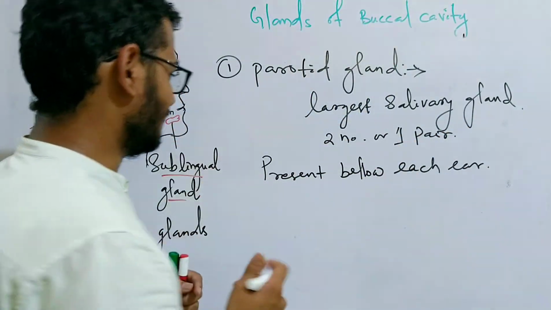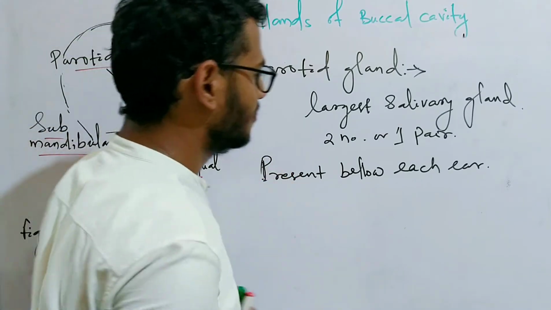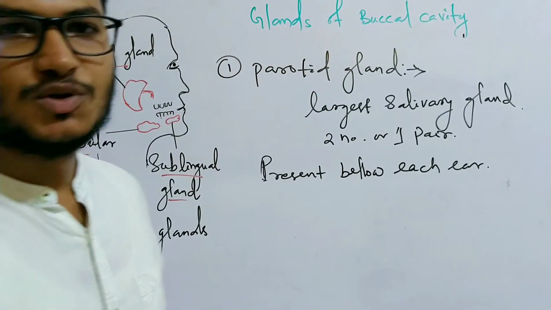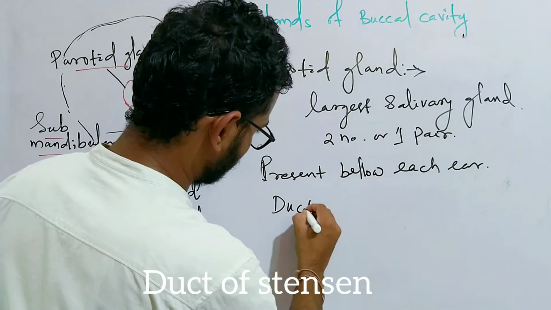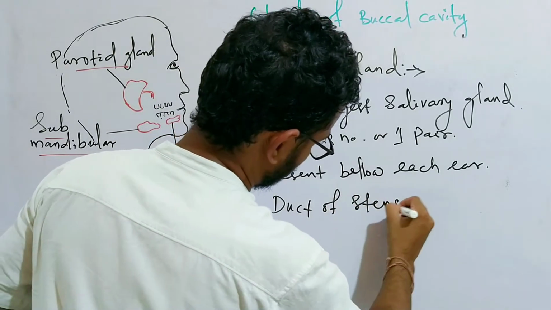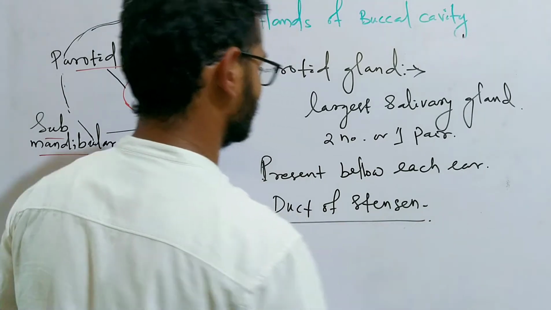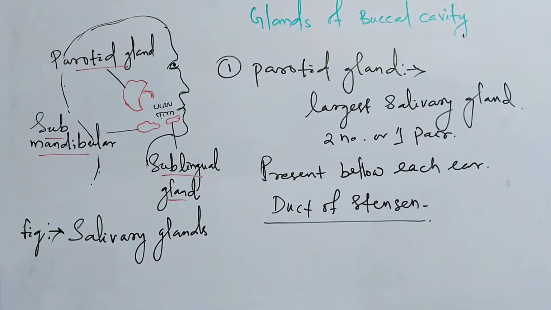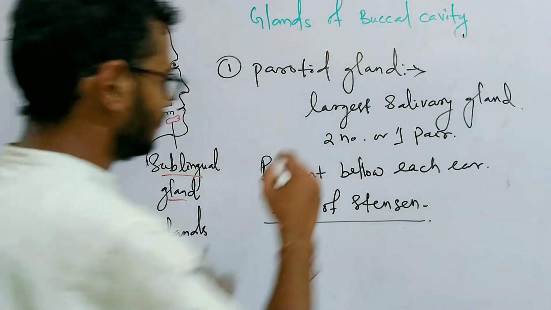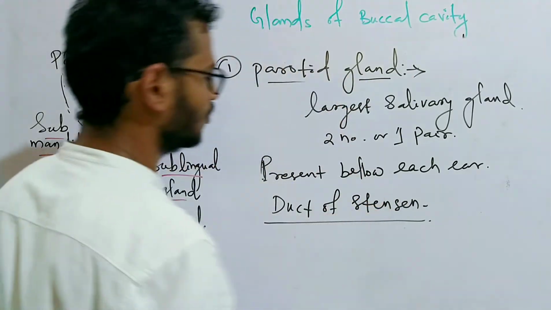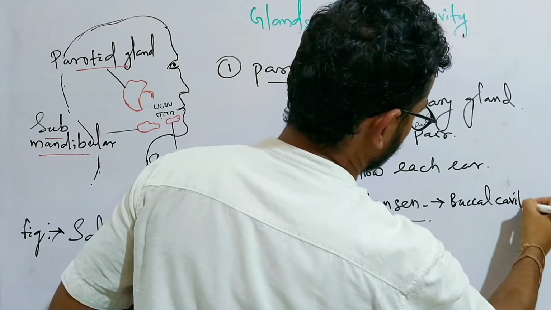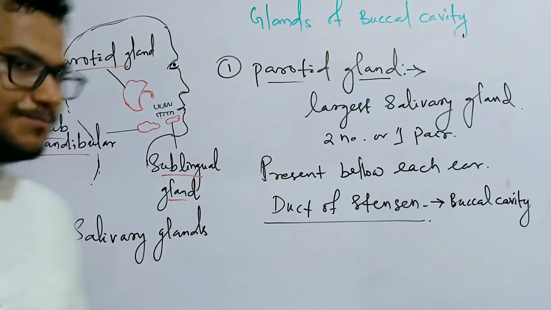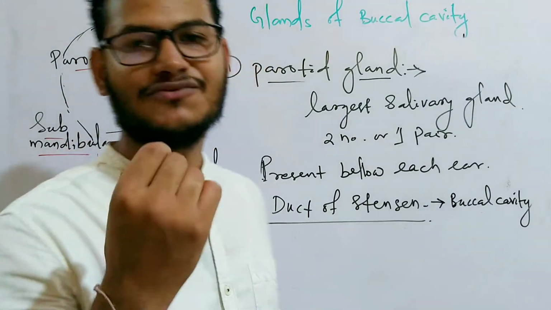They are not present outside, but inside the buccal cavity. They open to the buccal cavity with the help of a duct known as the duct of Stenson, also called Stenson's duct. The duct of Stenson helps in carrying the secretion from the parotid gland to the buccal cavity. Clear? With the duct of Stenson.